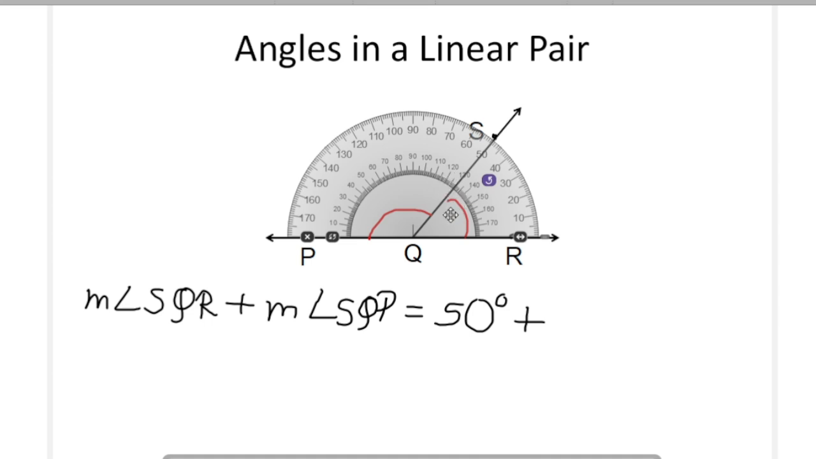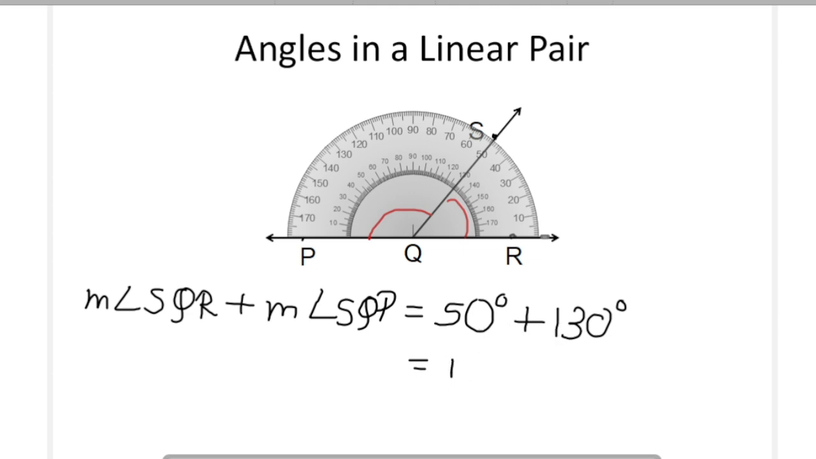So what is the measure? It is exactly 130 degrees. See here, I have pointed it out, 130. So angle SQP is 130 degrees. Now this is equal to 50 plus 130. How much will it be? 50 plus 130 will be 180.